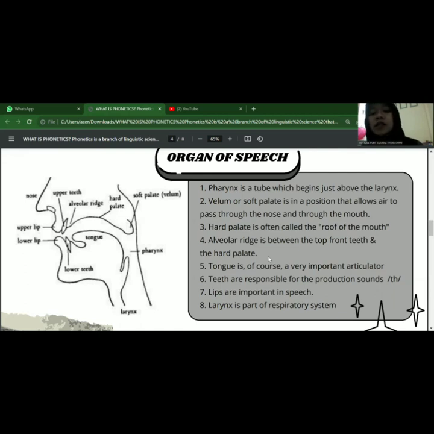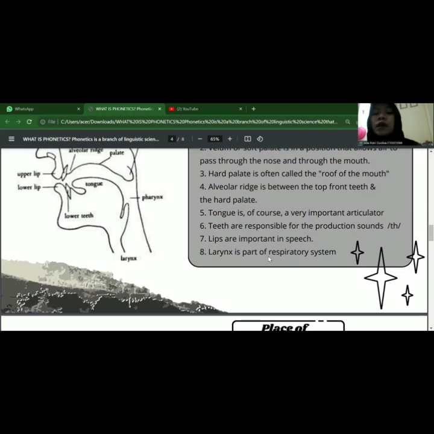And the seventh one is the lips, which are important in speech. They can be pressed together when we produce the sounds P and B, when the upper lip and the under lip meet together. So we can produce P, B, M. But when brought into contact with the teeth, they produce F and V. So when we combine our teeth with the lips, we produce V and F. And the last one is the larynx, which is part of the respiratory system.